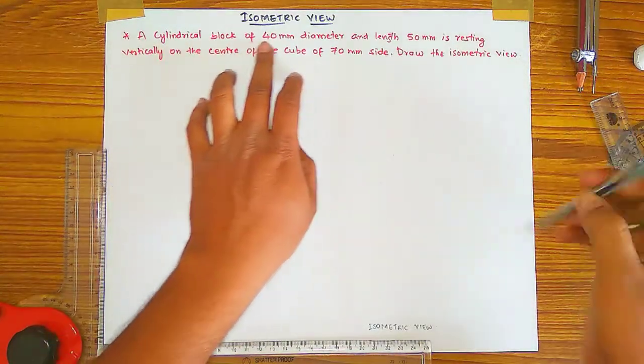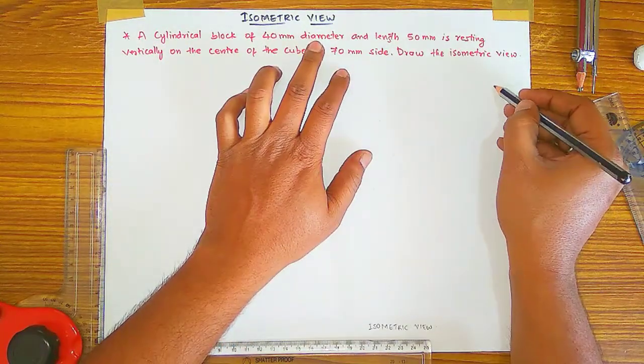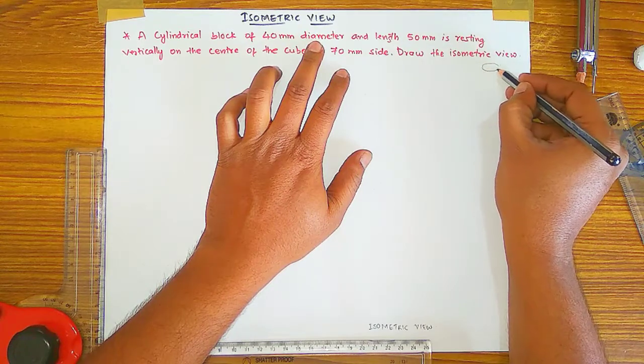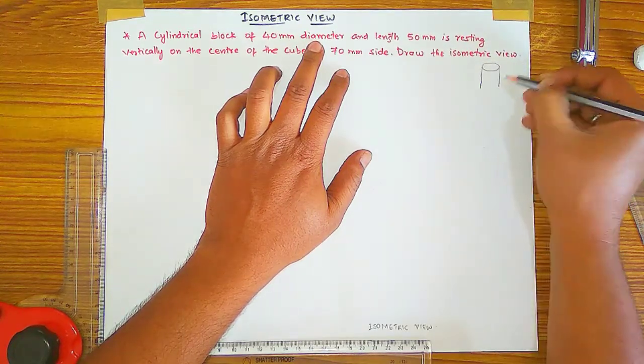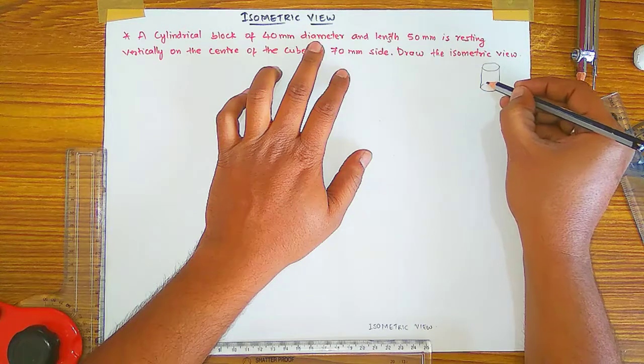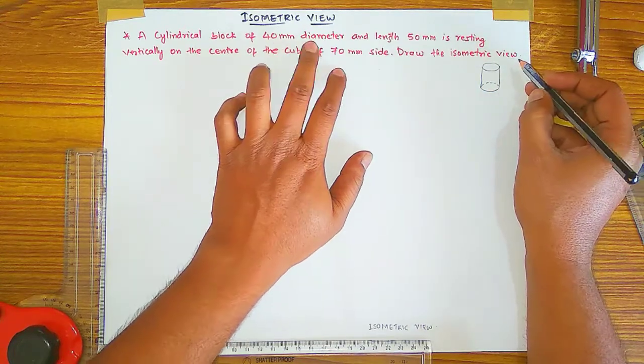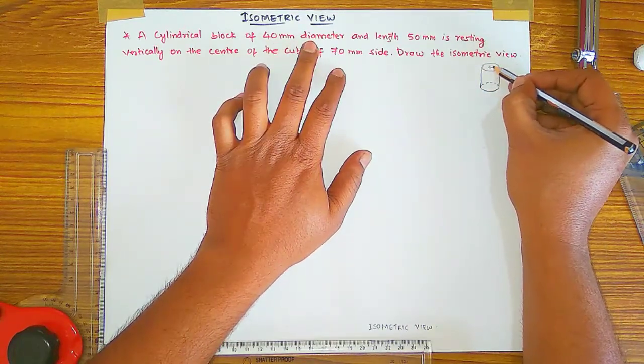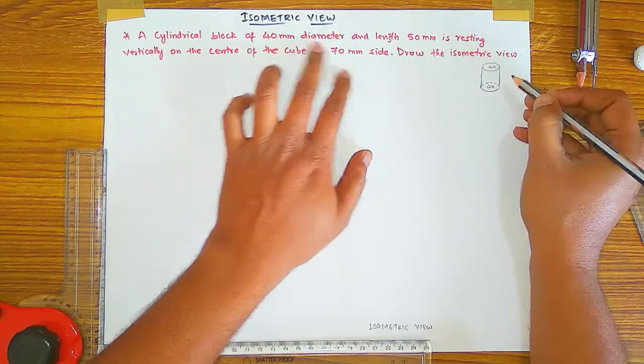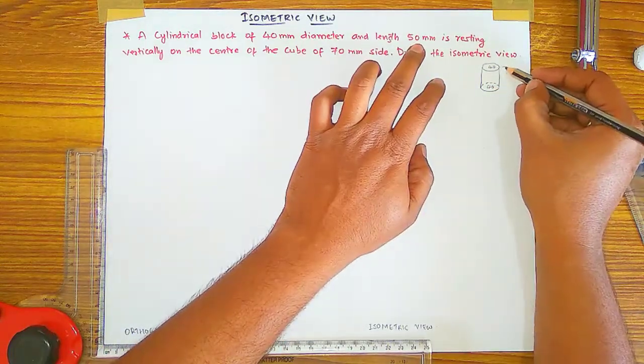A cylindrical block of 40 mm diameter means your cylindrical block will be like this. Of 40 mm diameter means the cylindrical block diameter is 40 mm, and length 50 mm means its height is 50 mm.